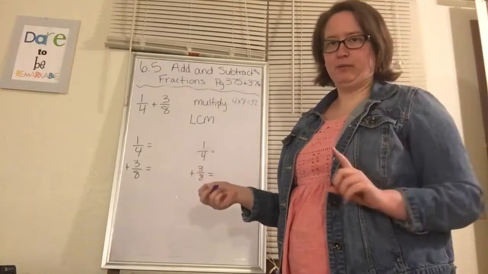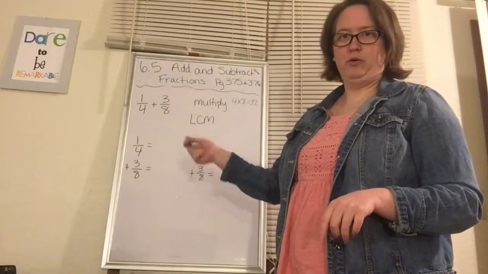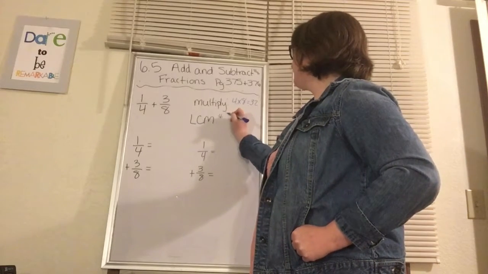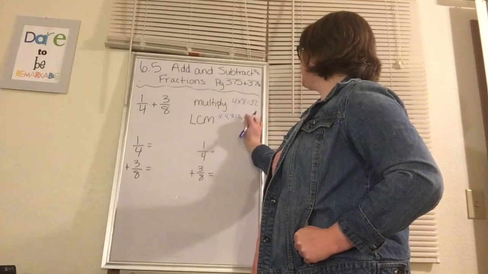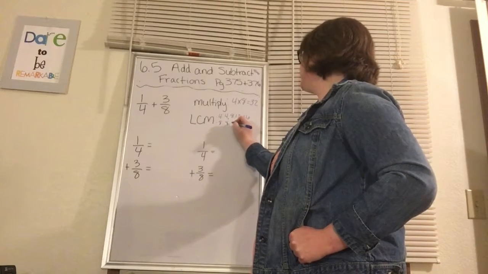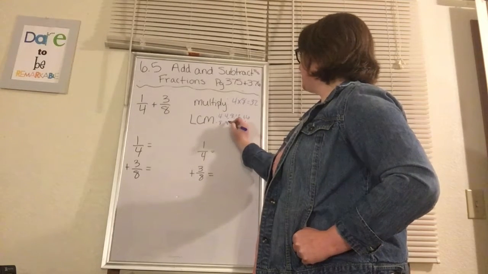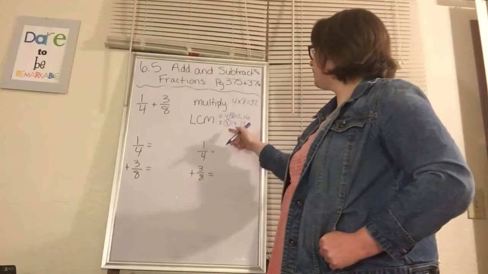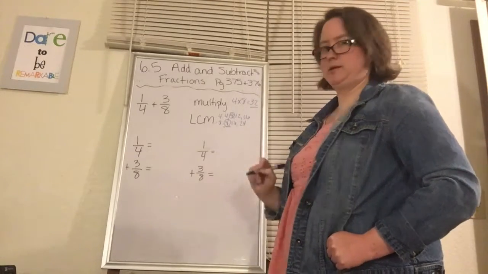The other way, and the way that I recommend, because you'll see why here in a minute, is to find your least common multiple, or list out your multiples and find the smallest one that they share. So if we do that, we have 4, 8, 12, 16. 8, 16, 24. So that means 8 is our least common multiple. So our least common denominator would also be 8. So we're going to use 32 and we're going to use 8.